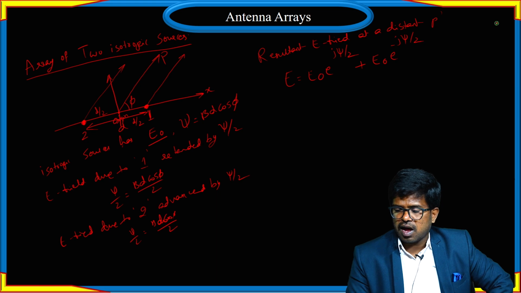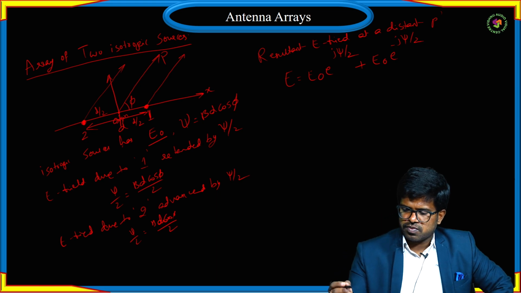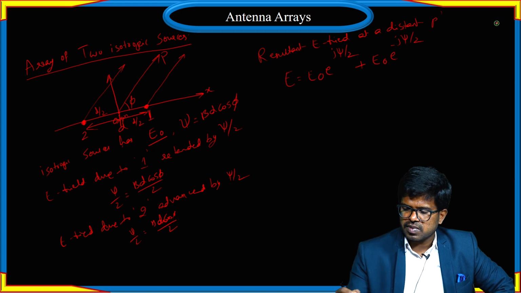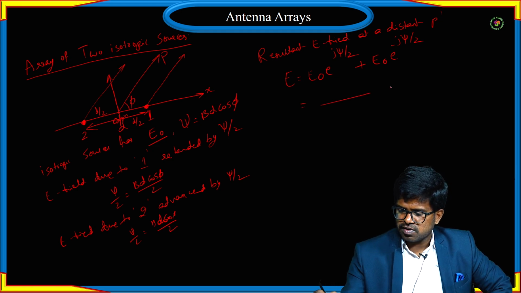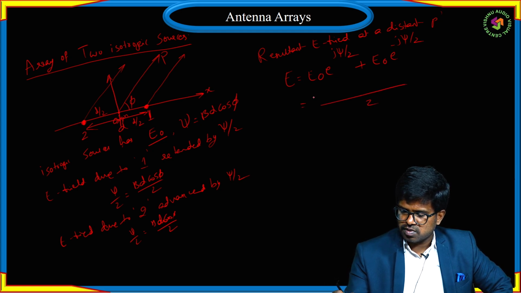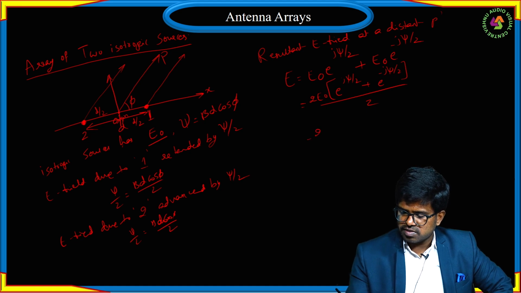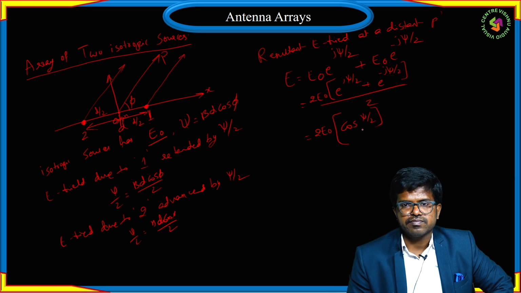So this is the addition of these two, 1 and 2. One is advanced, another one is retarded. Then if you do the calculation, you have to take 2 in the denominator, so you can write 2 here also. This is e^(+jψ/2) plus e^(−jψ/2), so you can write this as 2 E0 cos(ψ/2).